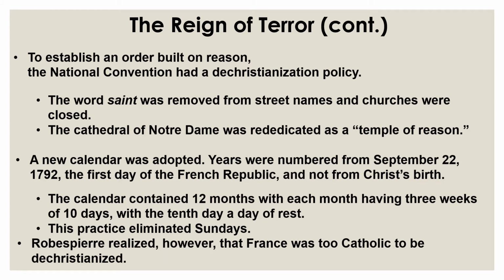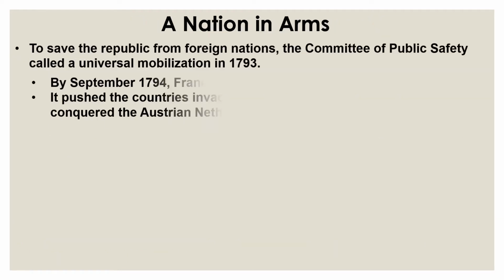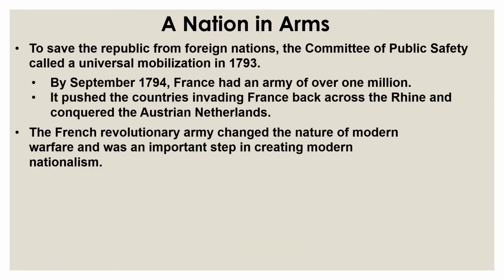Robespierre realized, however, that France was too Catholic to be de-Christianized pretty soon when local populations started to rebel against these kinds of measures. To save the Republic from foreign nations, though, the Committee of Public Safety, also remember under the leadership of Robespierre, called for a universal mobilization of troops in 1793, a call to arms, if you will. And by September of 1794, France had raised an army of over 1 million men, and they had begun training them, and they started to win battles.